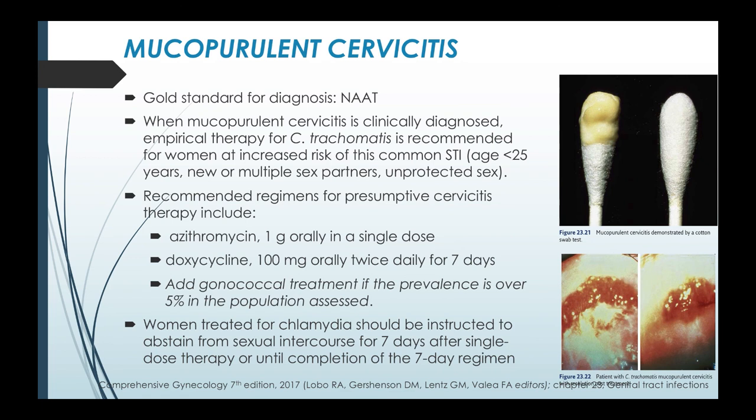When mucopurulent cervicitis is clinically diagnosed, empirical therapy for Chlamydia trachomatis is recommended for women at increased risk of this common STI. Recommended regimens for presumptive cervicitis therapy include azithromycin, 1 gram orally in a single dose, or doxycycline, 100 mg orally twice daily for 7 days, and add gonococcal treatment if the prevalence is over 5% in the population assessed. Women treated for chlamydia should be instructed to abstain from sexual intercourse for 7 days after single dose therapy or until completion of the 7-day regimen.